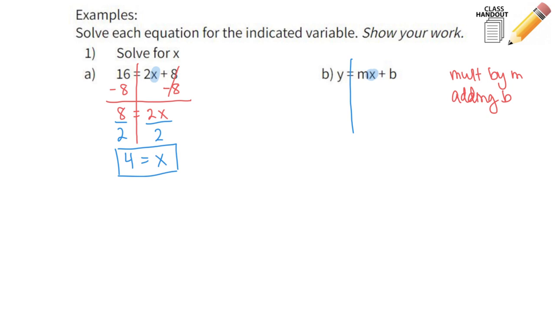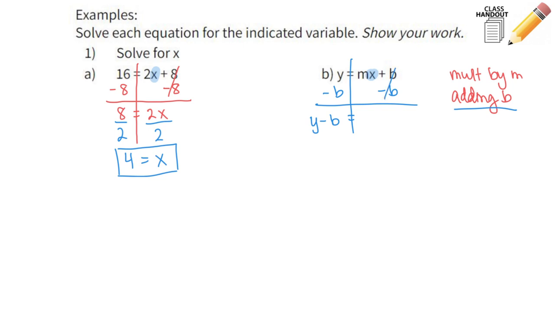So the first thing we're going to undo is the adding b, and we're going to do that by subtracting b. So here's the thing with literal equations. We can't do y minus b because those are not the same terms. They have to be the same letter. So since we cannot subtract those, we're just going to write it as y minus b. It's also okay to write it as negative b plus y. Either one is okay in this case.